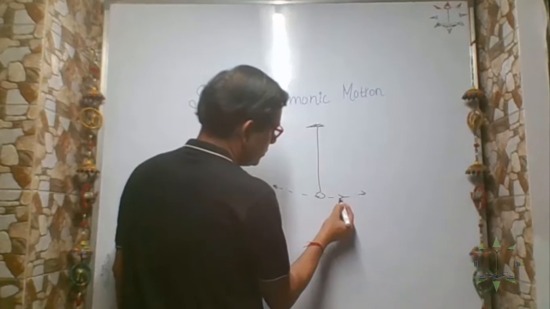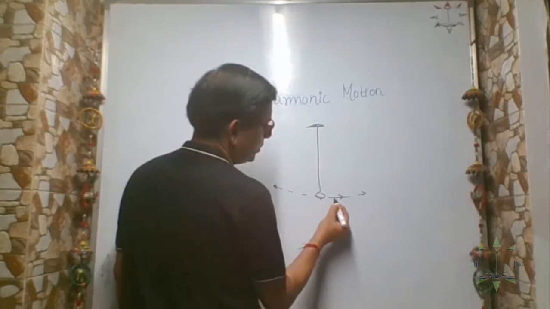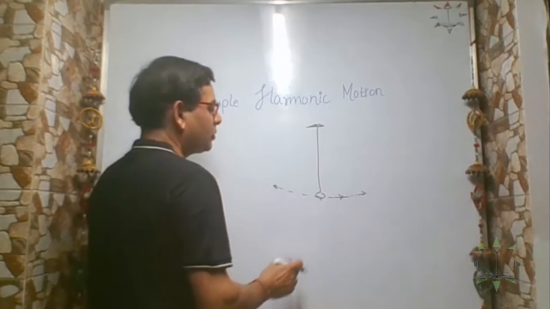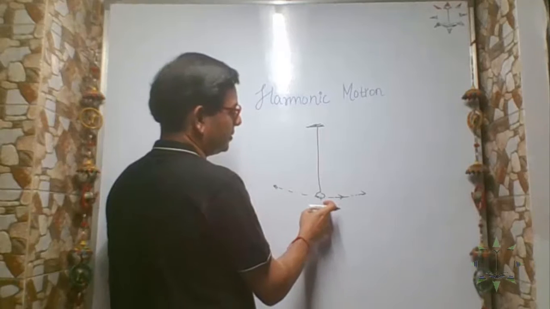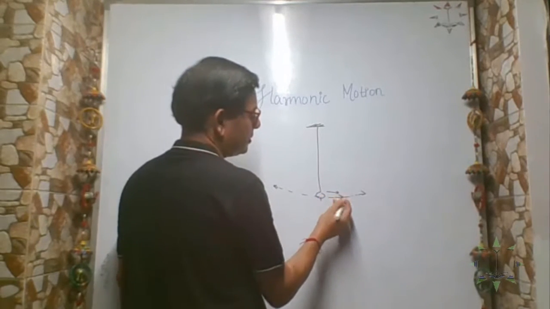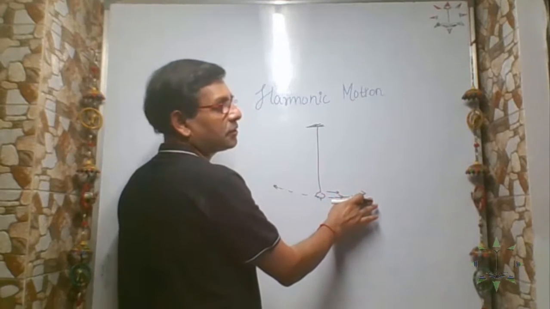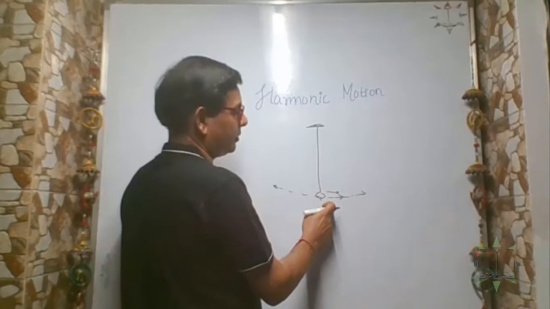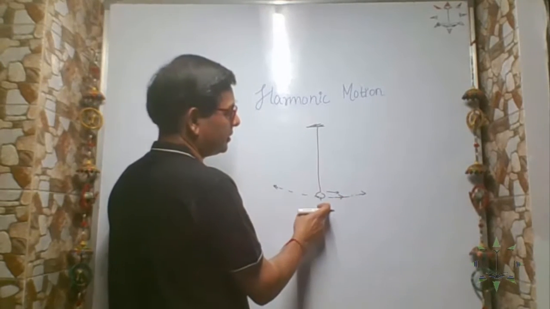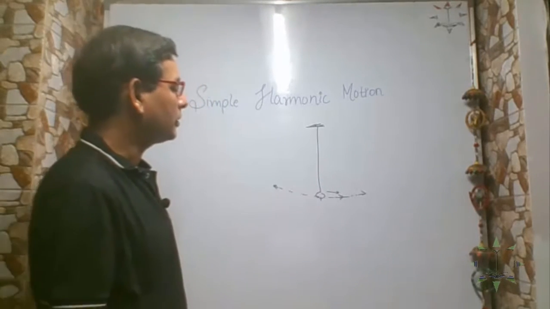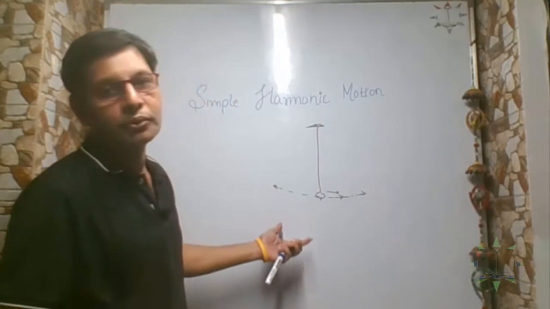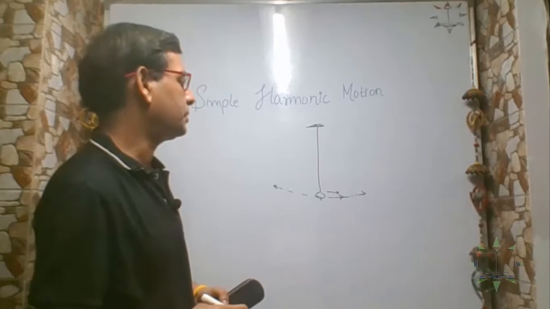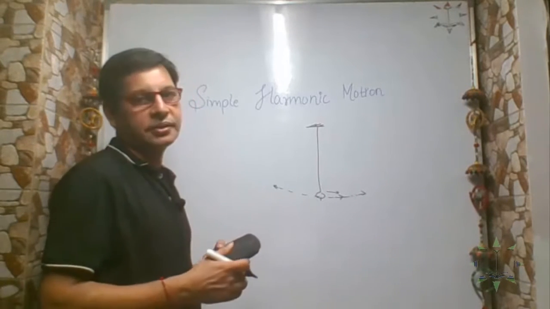And when it goes from the mean position towards the extreme end, its velocity decreases. So we say the acceleration increases in this direction. As the displacement increases, its velocity decreases. So the characteristics of this simple harmonic motion are that it is to and fro, periodic, repeats itself, and acceleration and displacement are proportional, but their directions are different.